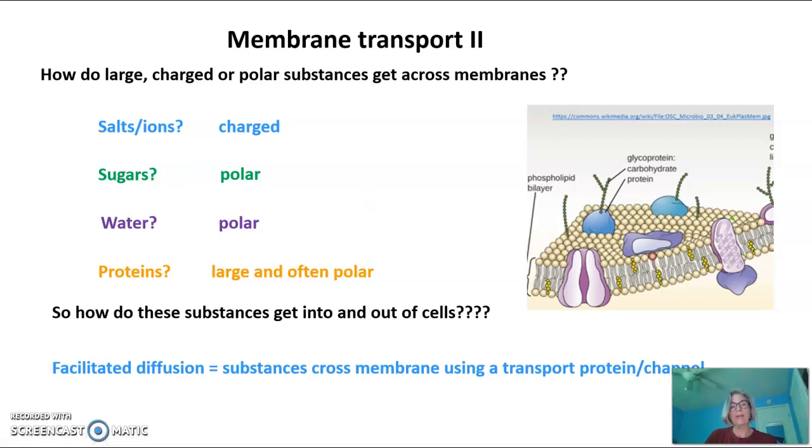Facilitated diffusion is how substances such as these cross the membrane using a transport protein or a transport channel. And that's diagrammed here in this picture of a membrane, where you can see a transmembrane protein that has a channel down the middle that's going to allow these large or polar or charged molecules to pass through the membrane. This process does not require energy. It's another form of passive transport.